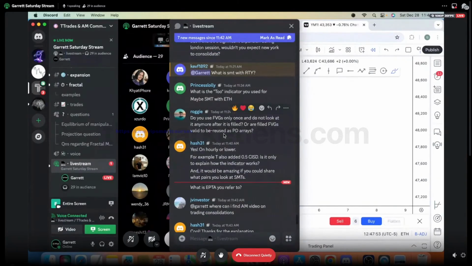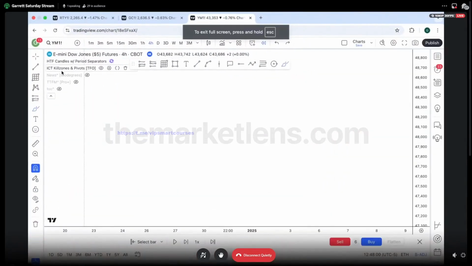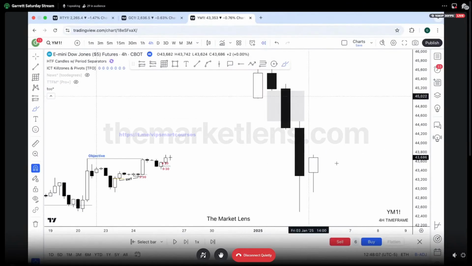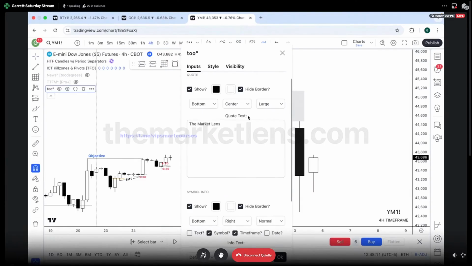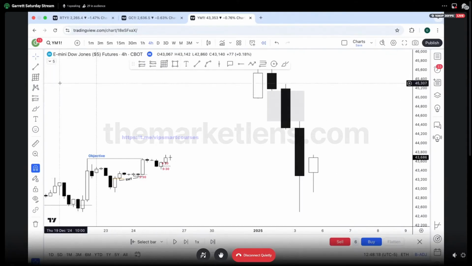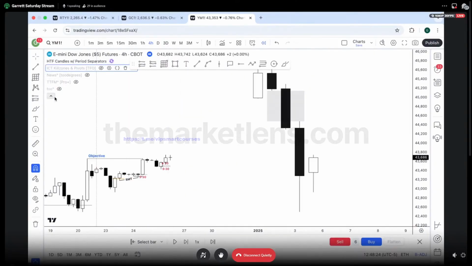What is the 2 indicator? Wait, oh, this here. Oh, this is just a watermark. If you go here, you can just add a quote text here. It also shows you the asset stuff. If you guys want a kill zone indicator, it's this one: ICT Killzones and Pivots by TFO.